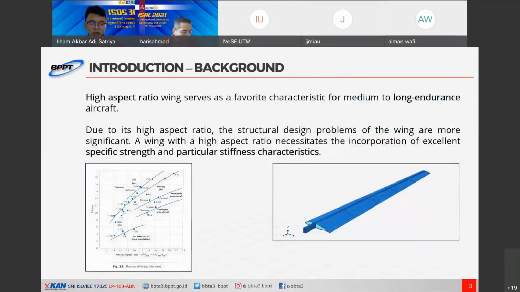So as we know, there are many designs of aircraft wing. One of the designs that has become a very favorite is the high aspect ratio wing, because of its lift to drag ratio and many good characteristics, so a high aspect ratio wing could perform well. But besides that, the high aspect ratio wing has many problems, like the specific weight and the stiffness characteristic.